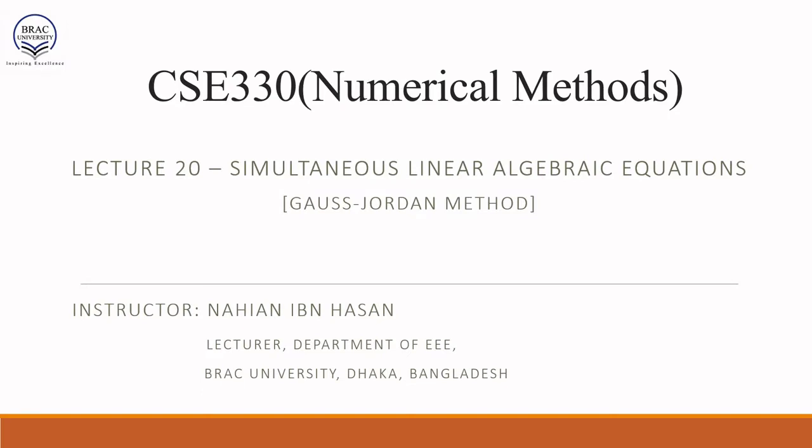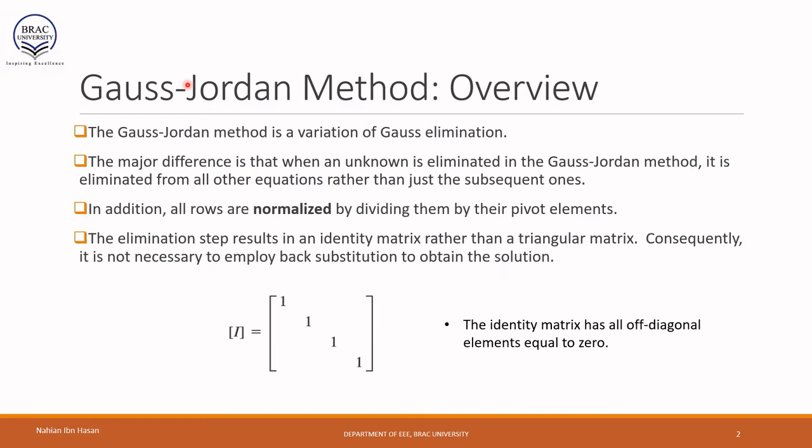Welcome back everyone. In this lesson we are going to learn about another extension of the Gaussian elimination method, which is known as the Gauss-Jordan method. So let's dive into the details of this method. If you remember the Gaussian elimination method, the naive one or the complete one, from the previous two lessons, you remember that we convert the original coefficient matrix into an upper triangular matrix. That's the first step of the Gaussian elimination method.